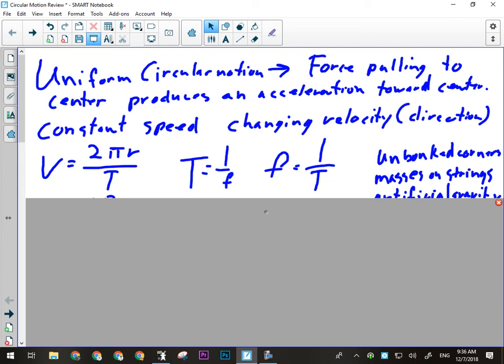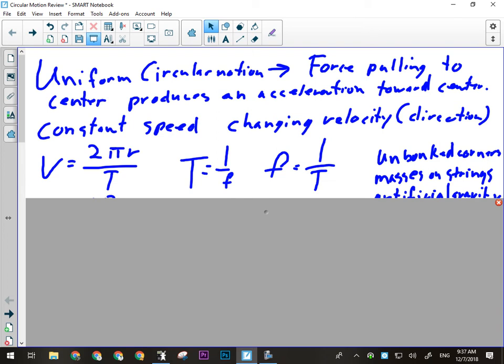We also talked about how period and frequency are the inverse of each other, right? Period is seconds per rotation, frequency is hertz or rotations per second, the inverse of each other, right? So all formulas that you'll obviously have to be able to use on the test.